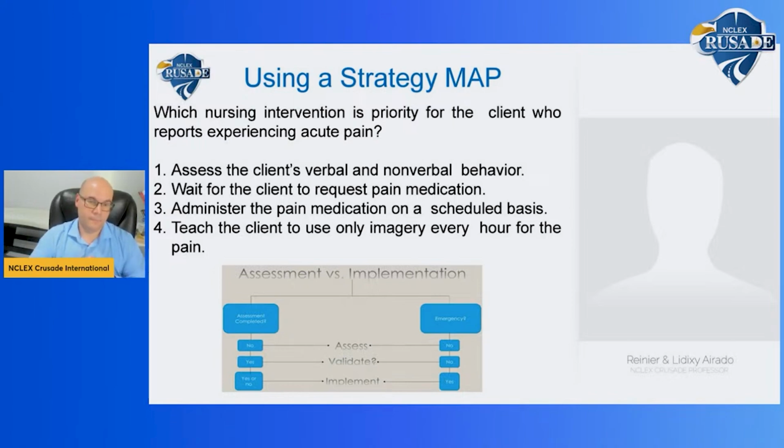Now, I see some of you commenting, Professor, but it says in the question, which nursing intervention is priority? Shouldn't I be looking for an implementation answer? No. This is a big, big mistake. Because in this scenario, the word intervention means an action. The action can be assessment or can be implementation. So it's very important to understand this.